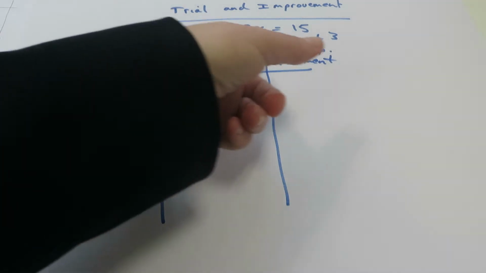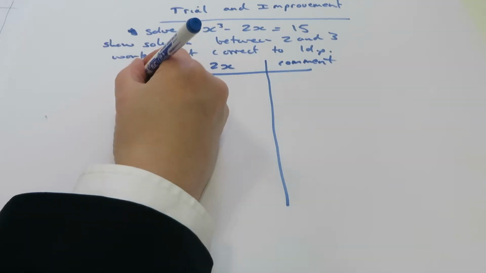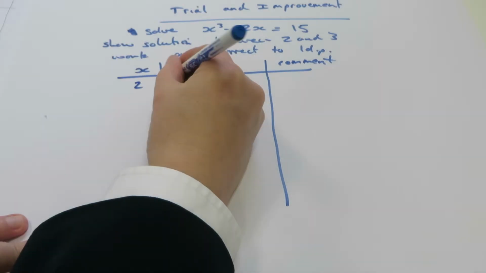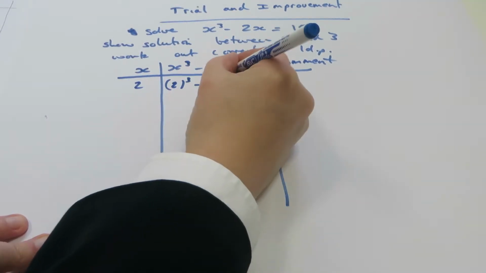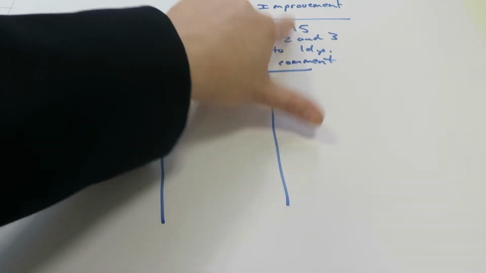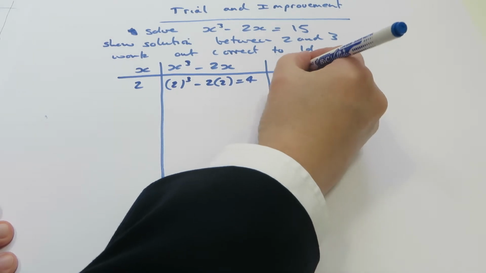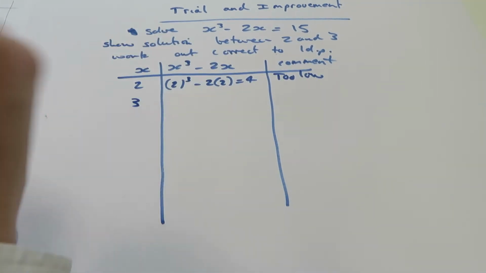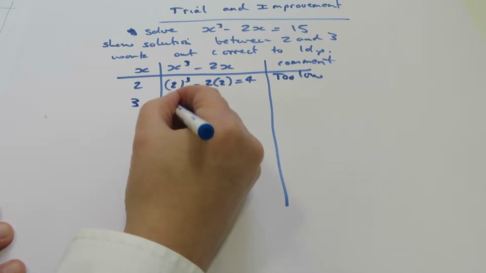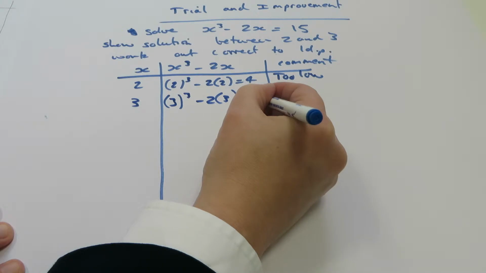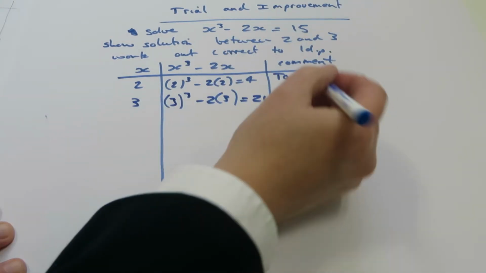It asks us this time, show that the solution lies between 2 and 3. So let's work out the value for x cubed minus 2x equals 2. So that's 2 cubed minus 2 lots of 2. That gives us an answer of 4. Now we're looking for an answer of 15, so clearly that is too low. So let's have a look at the answer of 3. Let's put 3 in for x and try that out. 3 cubed minus 2 lots of 3, that will give us the answer of 21. Now 21 is too high.